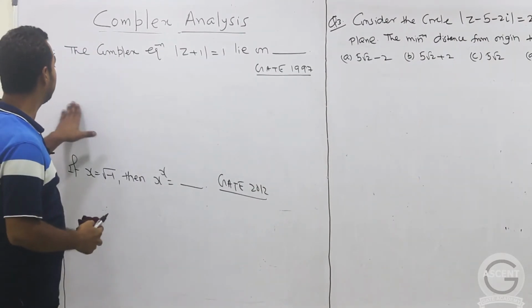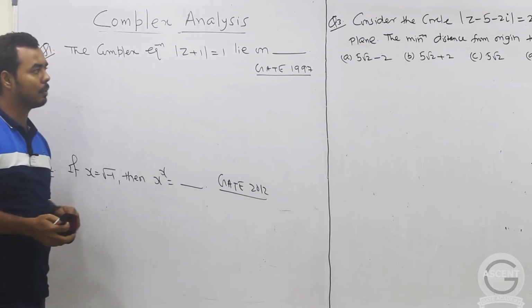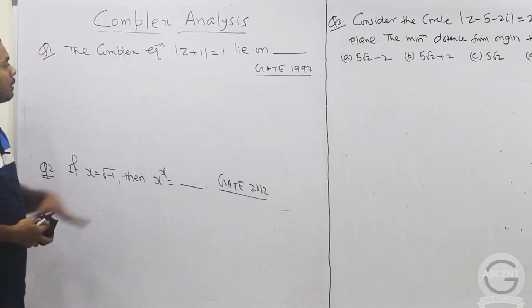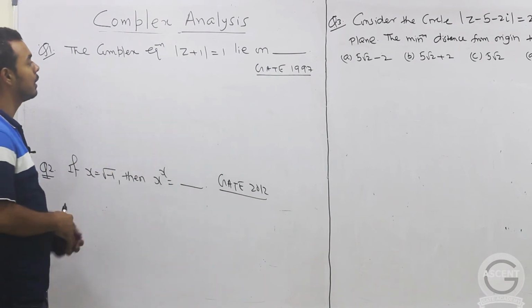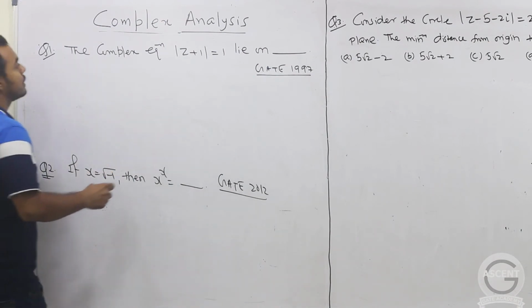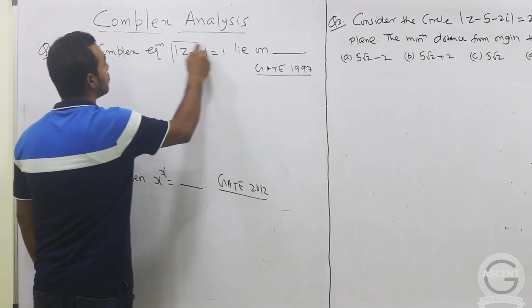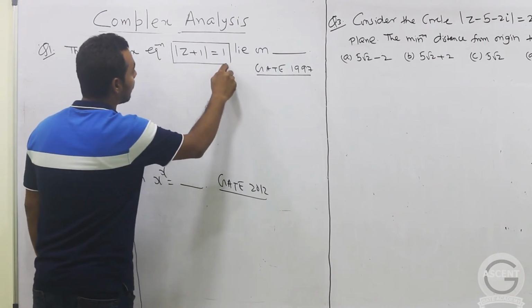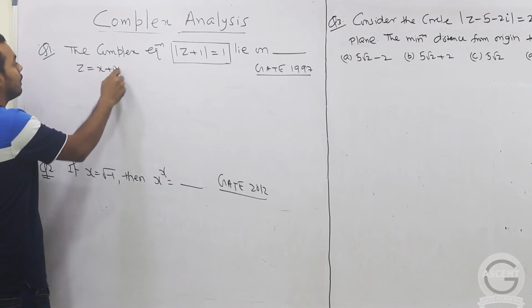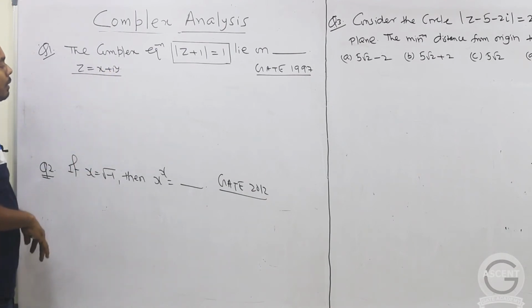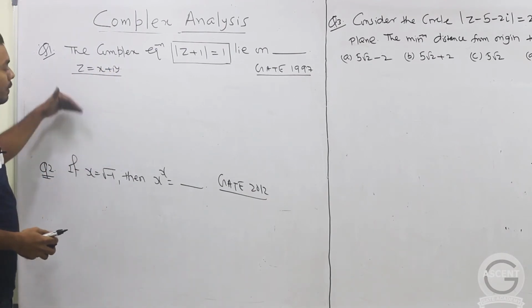Okay, so now we have these three problems on basics of complex numbers. The first question was this. This question was asked in GATE 1997. So the problem is the complex equation mod z plus 1 equals 1 lies on. It was given in the problem z is x plus iota y. Four options are given.